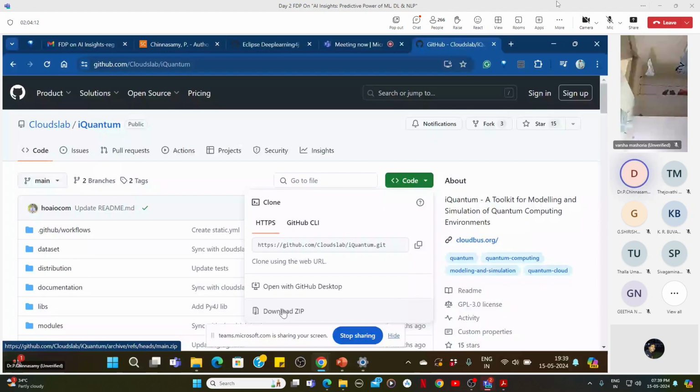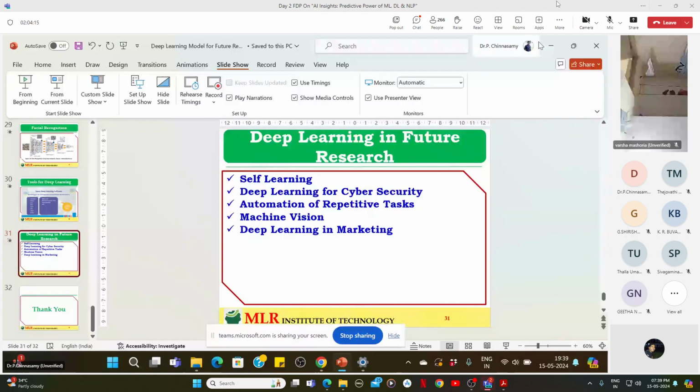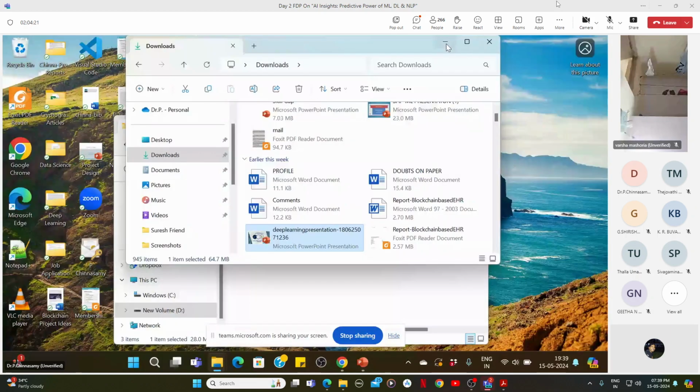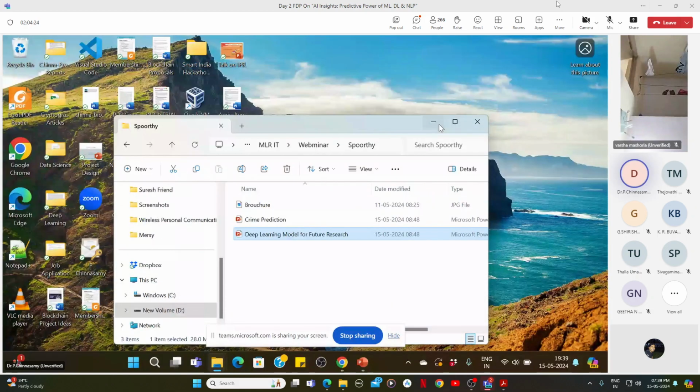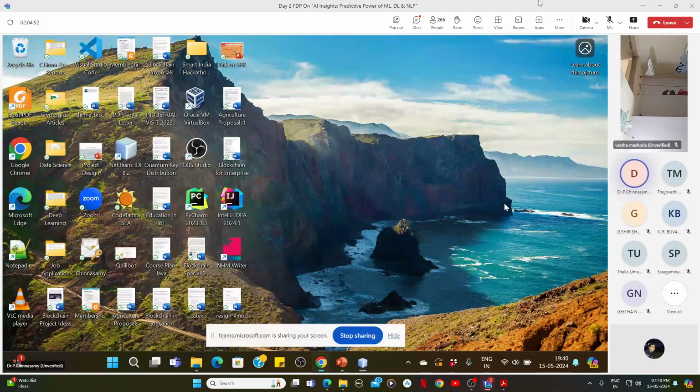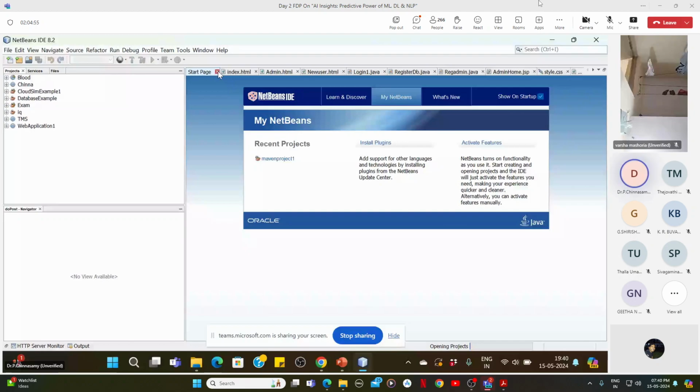Now I'm opening my software. I have already configured my iQuantum in the NetBeans IDE. So here, I'm just opening it. I'm just closing all my other things.